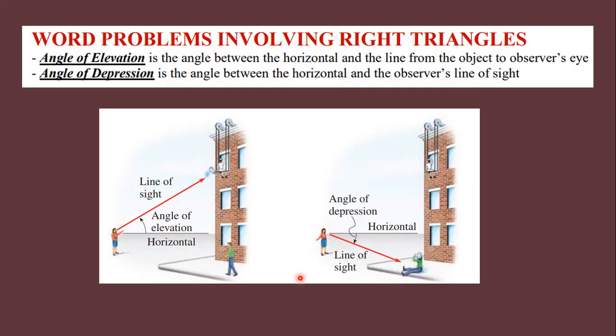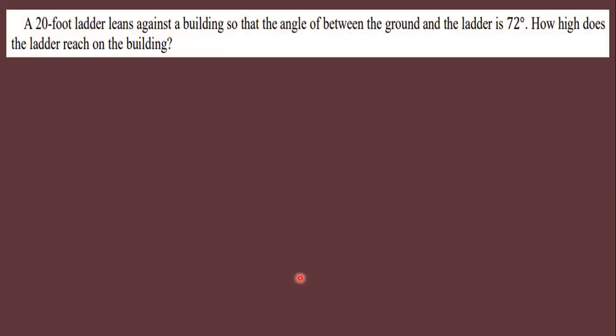Now, let's try to solve some word problems involving right triangles. Here we go for the first example. A 20-foot ladder leans against a building so that the angle between the ground and the ladder is 72 degrees. How high does the ladder reach on the building?